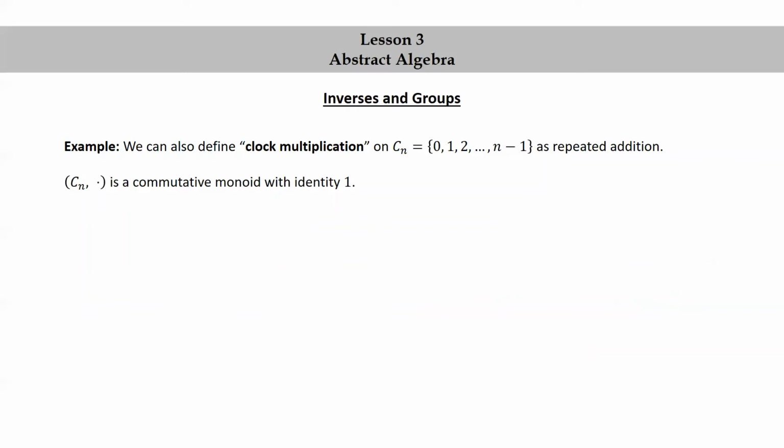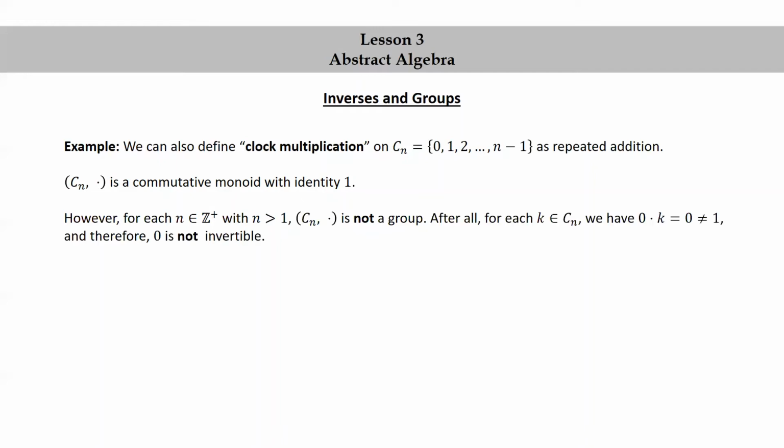Cn, together with multiplication, where Cn, as usual, is the set of 0 through n minus 1, and we define clock multiplication as repeated addition, gives us a commutative monoid with identity 1. However, for each n in Z plus with n greater than 1, Cn together with multiplication is not a group. After all, for each k in Cn, we have 0 times k is equal to 0, which is not equal to 1, and therefore 0 is not invertible.